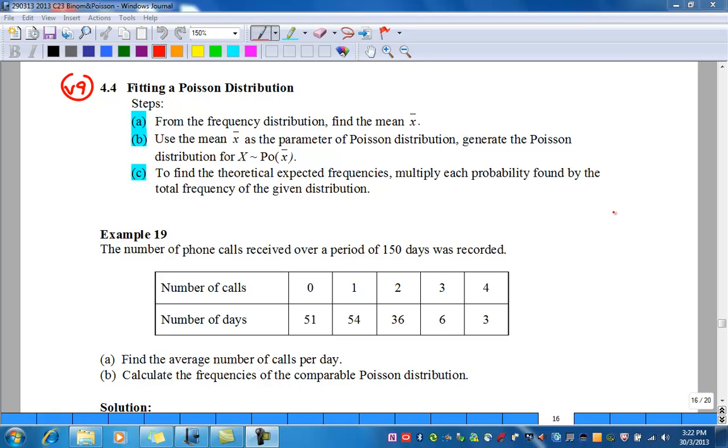Let us look at example 19. The number of phone calls received over a period of 150 days was recorded as shown. A. Find the average number of calls per day, and B. Calculate the frequencies of the comparable Poisson distribution.